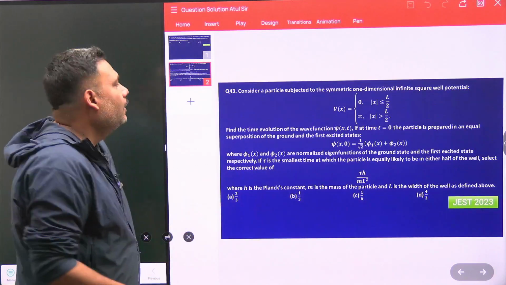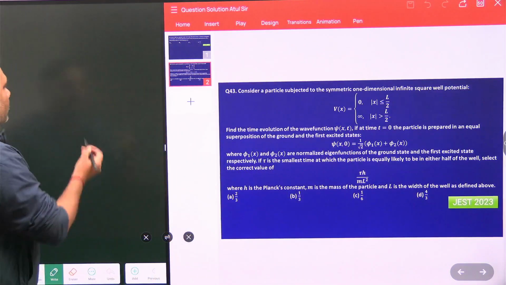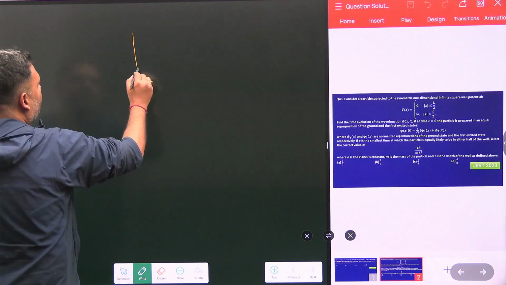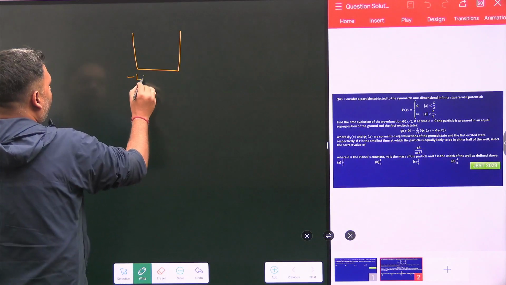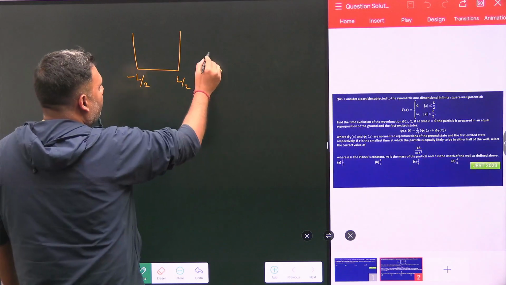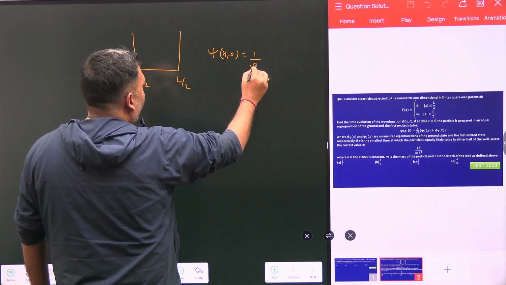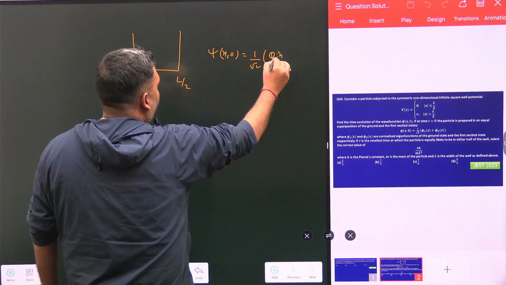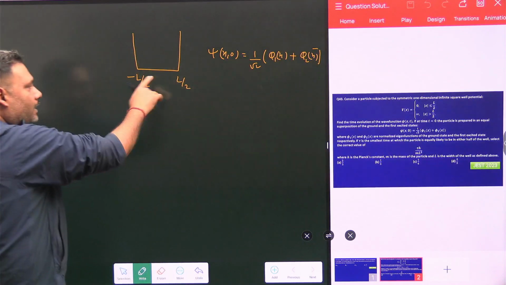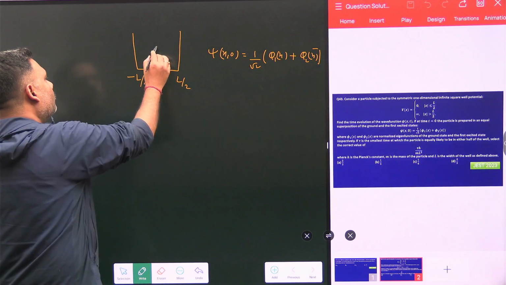So first we have to see what this particular potential is. This potential is basically a symmetric potential. So this is my potential, and it is symmetric, so it will be from minus L by 2 to L by 2. And the state at t equal to 0 is given: psi x 0 is equal to 1 by root 2 times phi 1 x plus phi 2 x. Hence, we can see this width is L, but this is symmetric about x equal to 0.